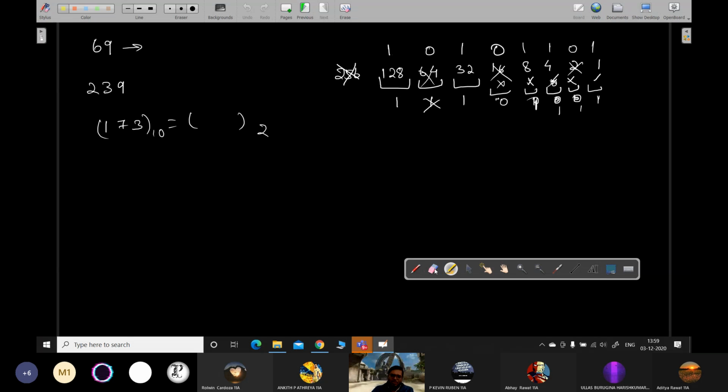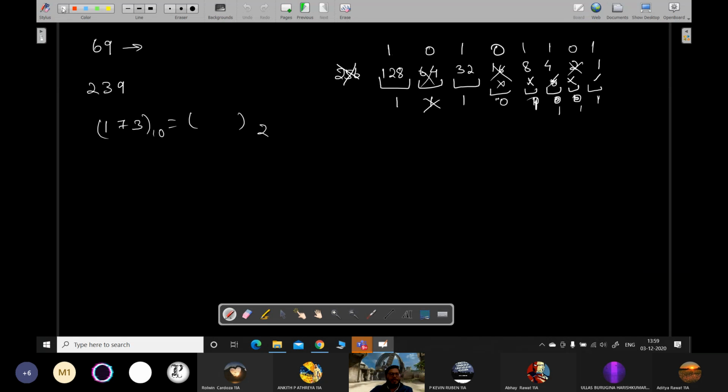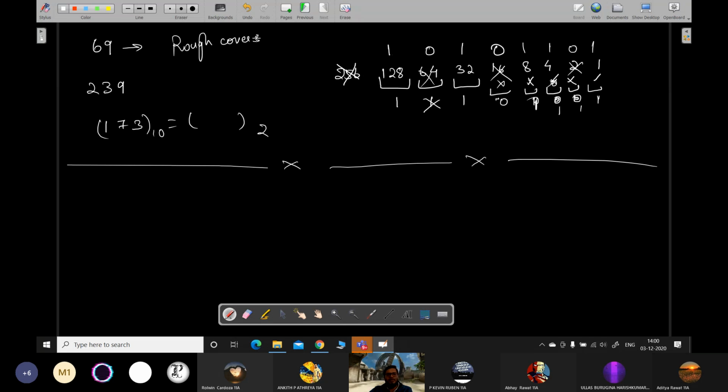One thing which I think you should not know, but I will tell you, but don't ask me too many questions there. Take this as rough work, rough conversion from decimal to binary.